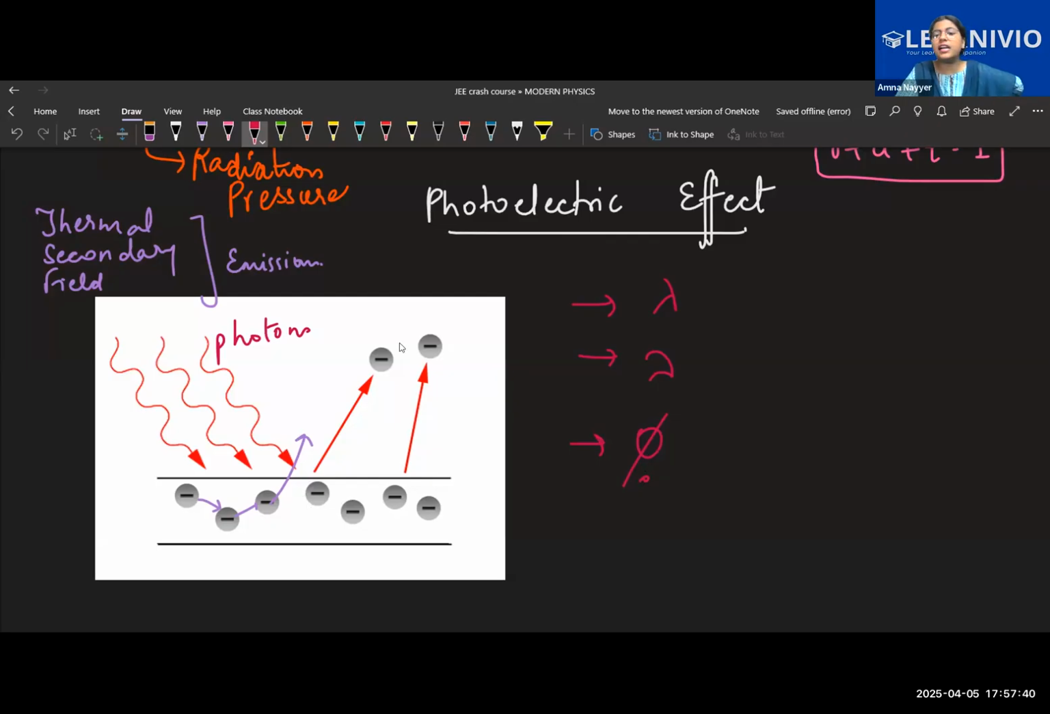Then also electrons get ejected. Now, this process isn't as simple as it appears to be. These rays which are coming, these incident rays, have their own wavelength, their own frequency, their own energy.